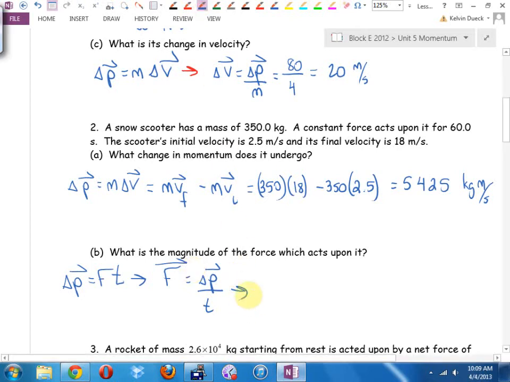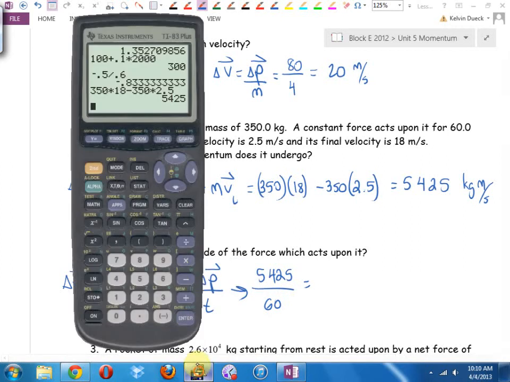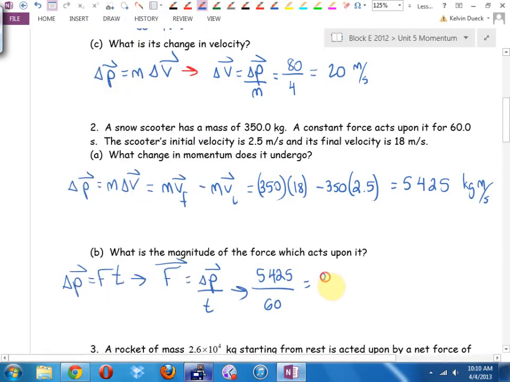The change in momentum we said was 5,425. Time, 60. And I get 90.4 newtons.